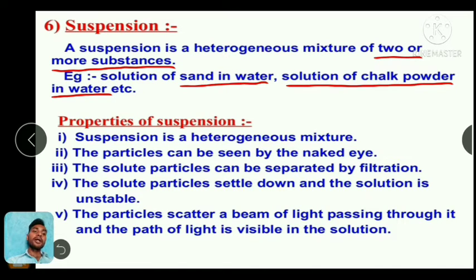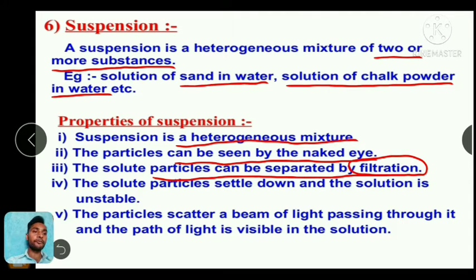So this is a heterogeneous mixture, we know very well, and it can be seen by naked eyes. The particles can also be separated by filtration. Actually, in the lab, we take a paper called filter paper, and when you pour the water or any suspension on it, the water completely separates from the mixture, and only the visible particles remain on the other side of the filter paper, and you can notice them very easily.